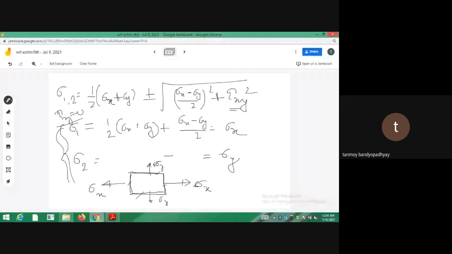So you will be having problems. In the problems you will be supposed to calculate the orientation of the principal plane. So in that case, you have to put tan 2 theta p, you will be given tau xy, sigma x, sigma y, just put all the values, you will be getting two values of theta p. So the first question can be to determine the orientation of the principal planes, and the second question will be to determine the principal stresses themselves.